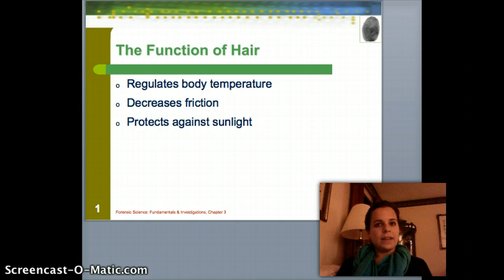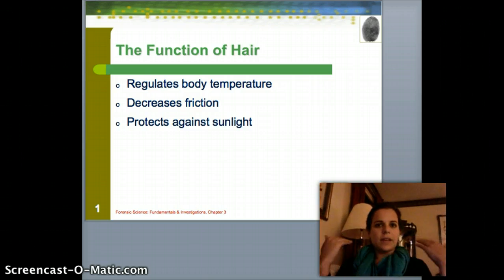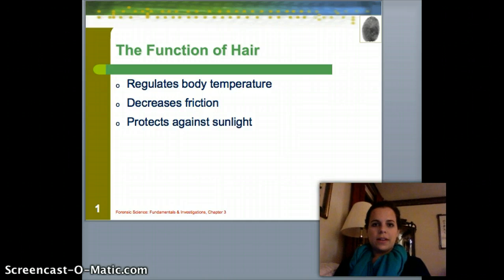It regulates your body temperature. It decreases friction, so if things rub against your arms, they're going to rub against the hair first. And it also protects against sunlight, so you can think that it's on the top of your head, and it's actually protecting the top of your head from sunlight. That's why bald men often get sunburns on the tops of their heads.